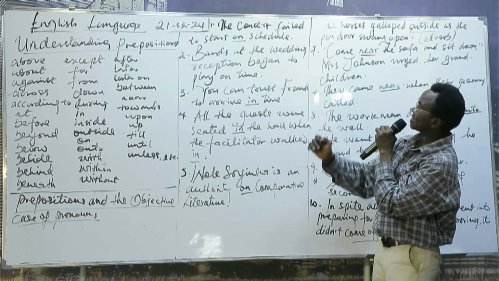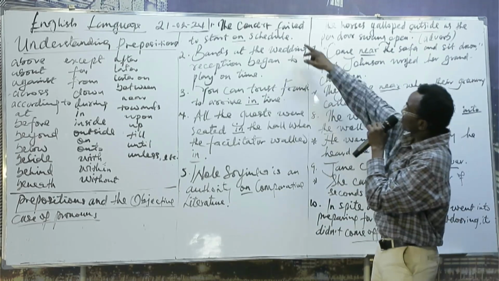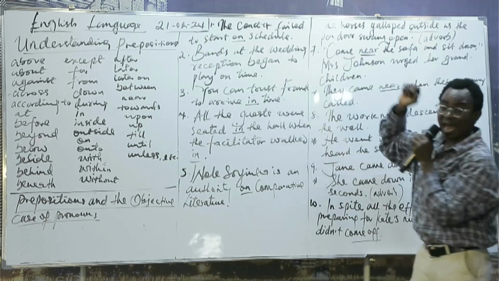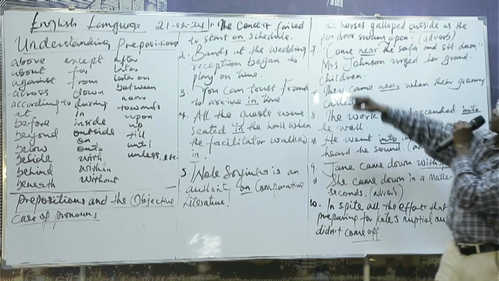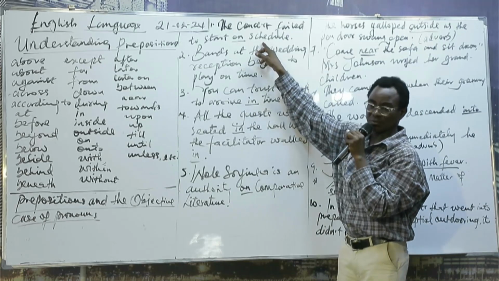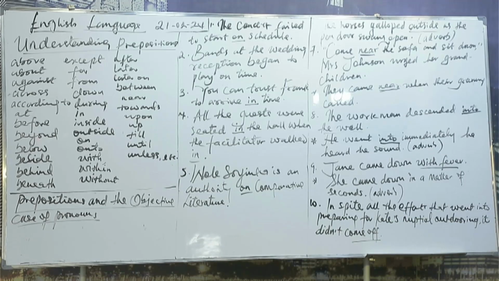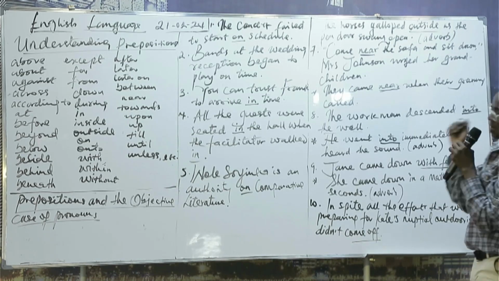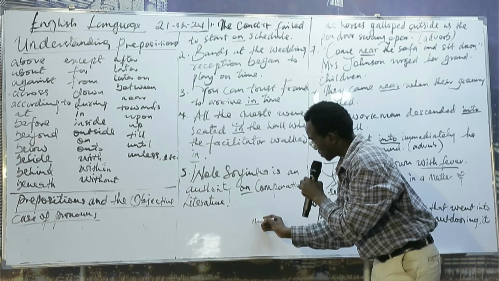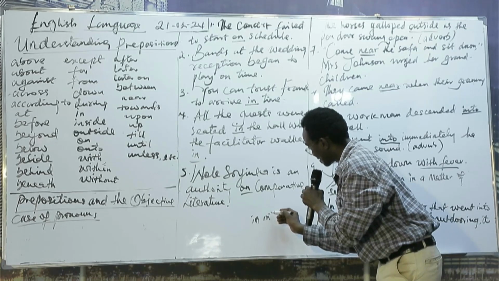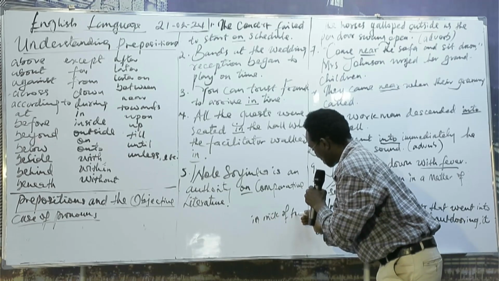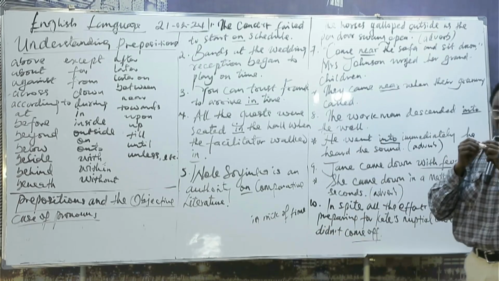Good. The first one here says, the concert, C-O-N-C-E-R-T, the concert failed to start on schedule. It is this meaning of on that people often raise questions. Should we say in or on? We're talking about time. They both mean to be early. Good. But in has something to do with in the nick of time. It has that kind of meaning.